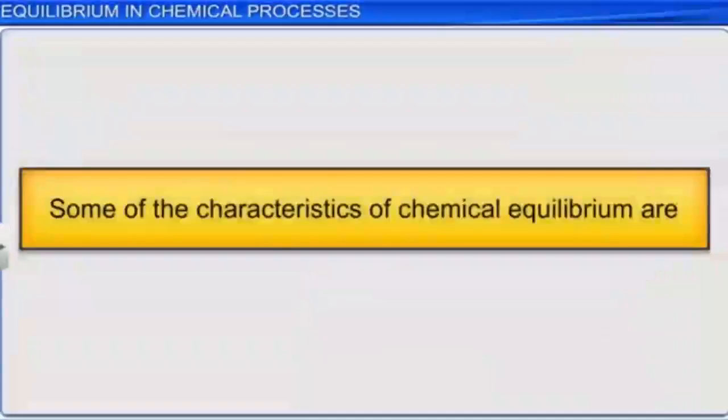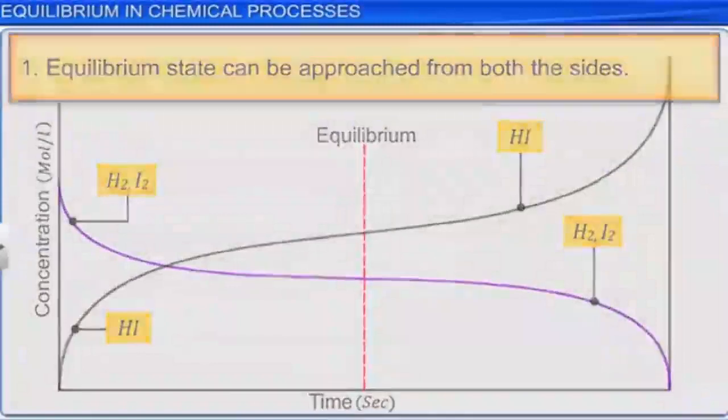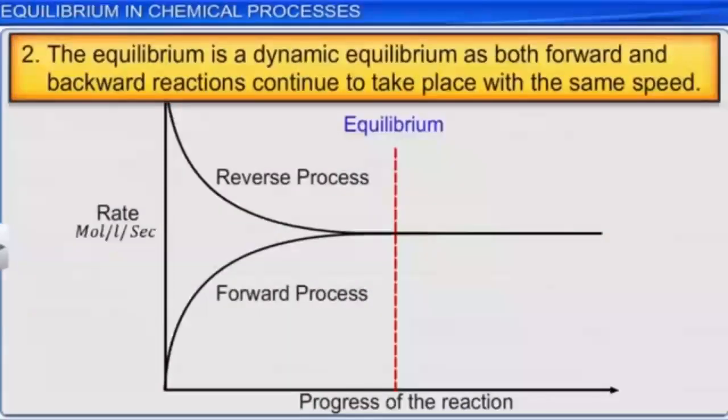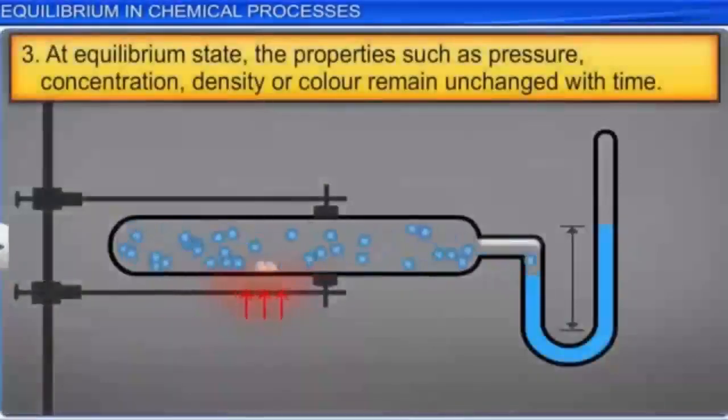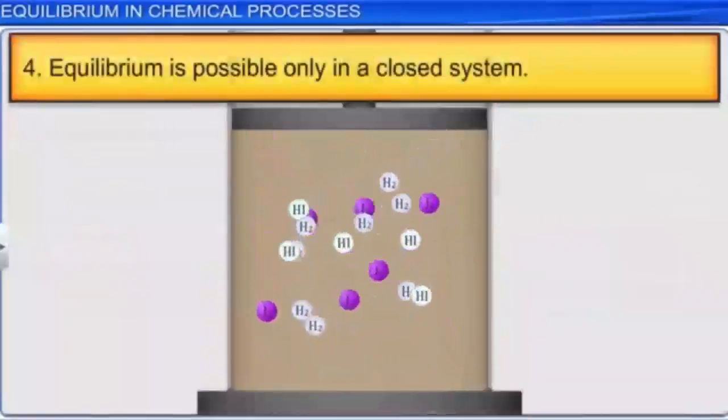Hence, the characteristics of chemical equilibrium are: Equilibrium state can be approached from both the sides. The equilibrium is a dynamic equilibrium as both the forward and the backward reactions continue to take place with the same speed. At equilibrium state, properties such as pressure, concentration, density, or color remain unchanged over time. Equilibrium is possible only in a closed system.